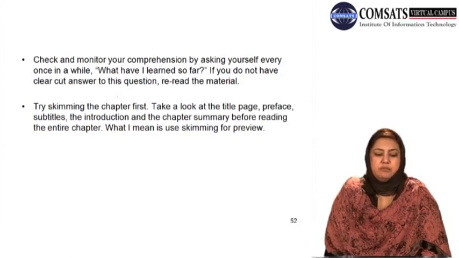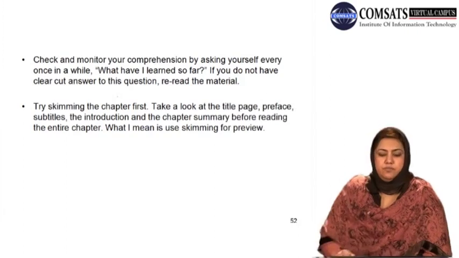Try skimming the chapter first. Take a look at the title page, preface, subtitles, the introduction, and the chapter summary before reading the entire chapter, if all these things are available. What I mean is, use skimming for preview.